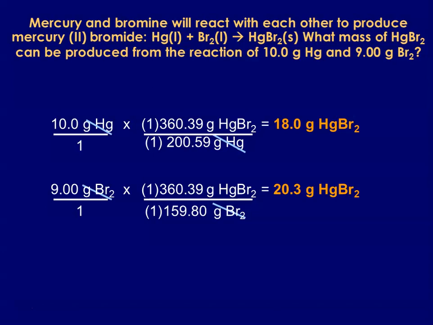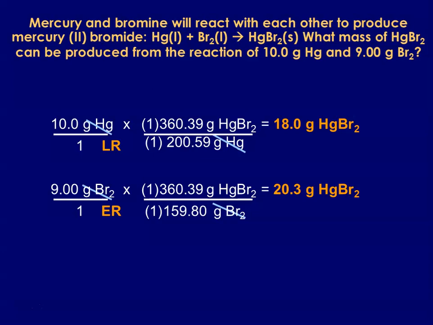Remember we said the limiting reactant is going to be the one that determines your theoretical yield, and so the one that produced the smaller amount of product is the one that you're going to run out of first. So since mercury made the smaller amount of product, it is acting as my limiting reactant. Bromine producing almost 2 or a little more than 2 grams more would be my excess reactant.